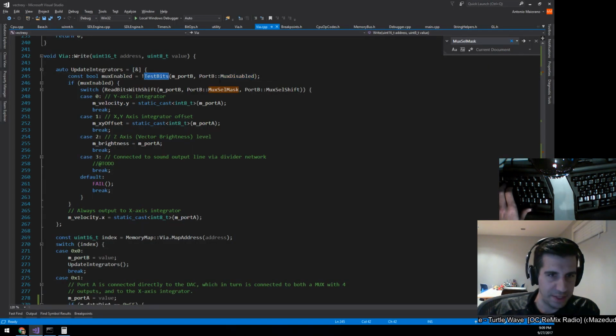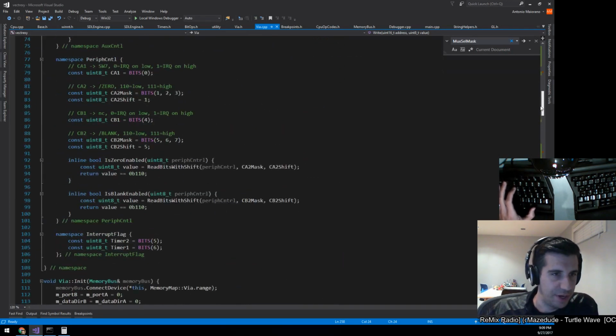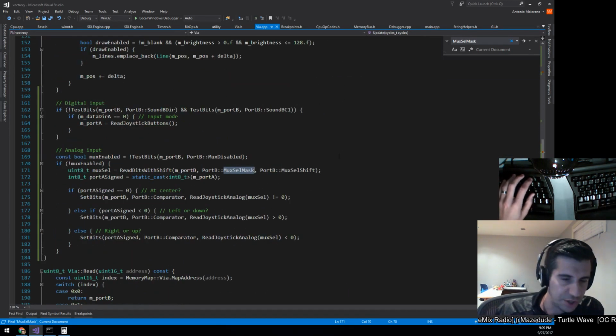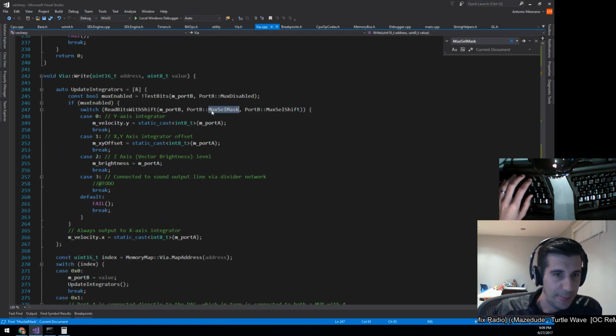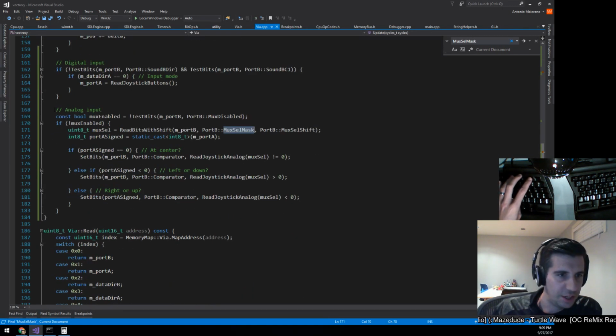I say if test bits mux disable, if it's not, that means it's enabled. And if it's enabled, then I go and I read those 2 bits, the selection mask. And here are the 4 cases we just saw: the y-axis integrator, x, y, z for brightness, and then the sound thing that I haven't done yet. Well, looking at the way the BIOS is written for joystick input, I had figured out that it looks like those same bits are used when mux is not enabled, right? So, is it here? No. Here, analog input.